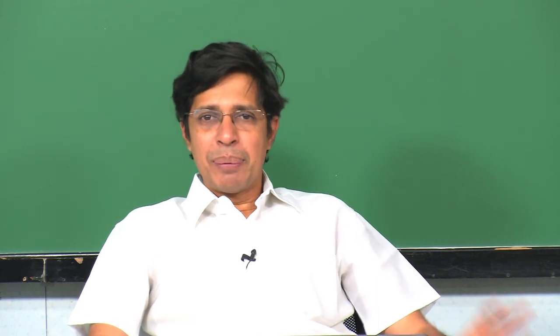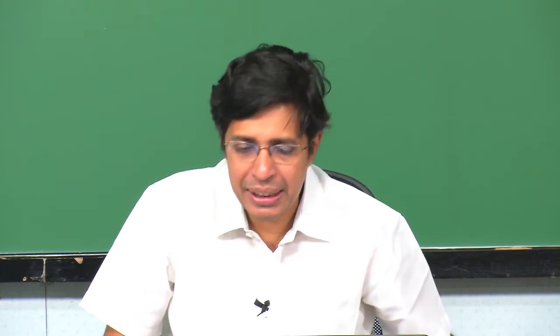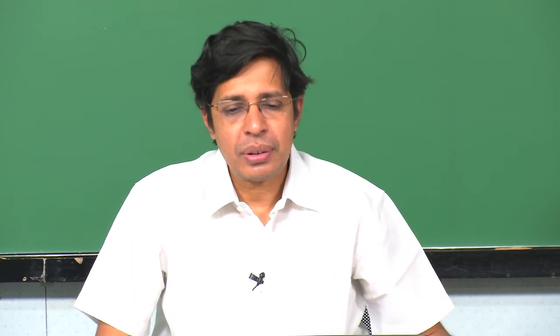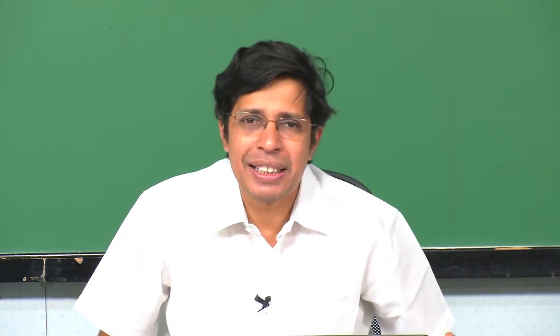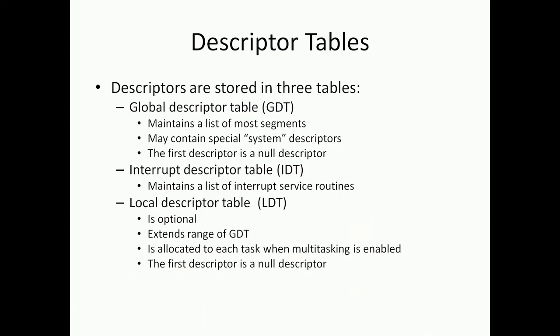This particular session is a deep dive into the descriptor tables. What we saw earlier was about the segment descriptors. Now, we will move to the descriptor tables. There are 3 descriptor tables: the global descriptor table GDT, the interrupt descriptor table IDT, and the local descriptor table LDT. The global descriptor table is by default necessary.